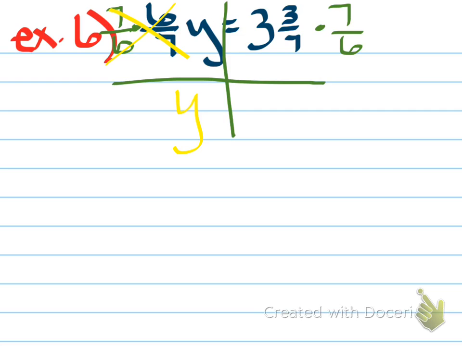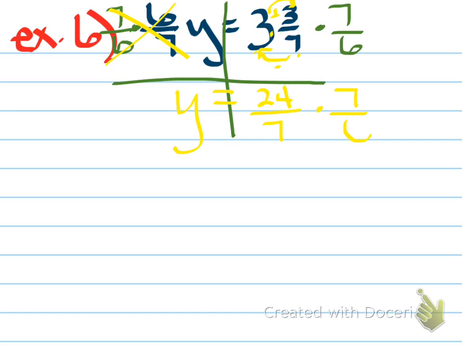I'm left with y equals, and now I've got 3 3/7 times 7/6. Okay, I can't multiply it the way it is right now. I need to do MAD. I need to make this into an improper fraction. I'm going to multiply and then add, MAD. So I've got 7 times 3 is 21, plus 3 is 24 over the denominator.